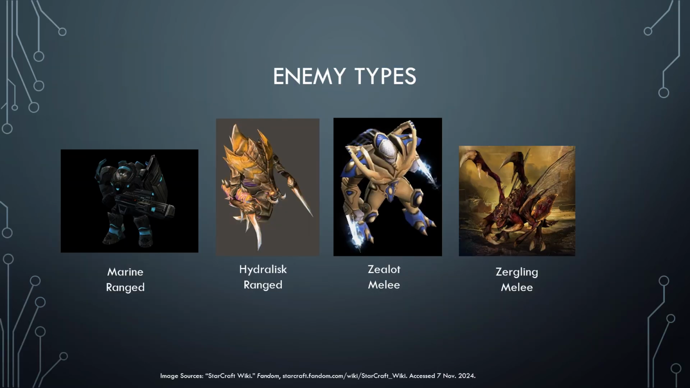The transfer learning experiment will test transfer learning with the following enemy types. Each type has a different style of combat. So you have the Marines and the Hydralisks, which are both ranged, and you have the Zealots and the Zerglings, which are both melee-based units.